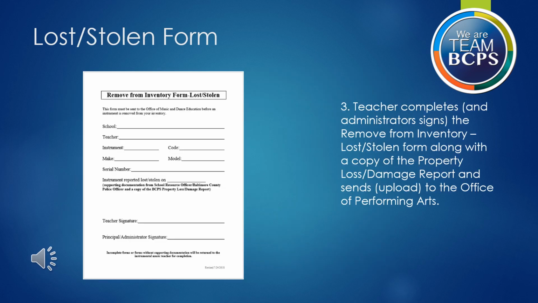Next, the teacher completes and the administrator signs the Remove from Inventory Lost/Stolen form along with a copy of the Property Loss Damage Report and sends via upload to the Office of Performing Arts. The next step in the process, after the necessary reports have been filed with Risk Management and Baltimore County Police, is to complete the lost/stolen form.